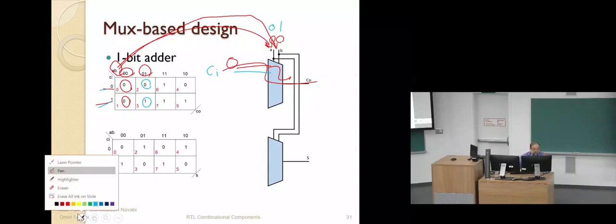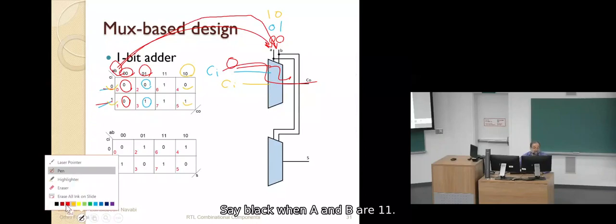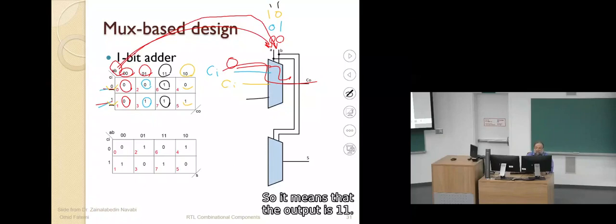When A and B are 1, 0, this line is selected. When A and B are 1, 0, the output is 0 when CI is 0, and the output is 1 when CI is 1. So again, it is the same as CI. So I put CI here. Now, when 1, 1, another color, let's say black. When A and B are 1, 1, we select this line. This line goes to the output. So when it is 1, 1, the output is 1 when CI is 0, and the output is 1 when CI is 1. So the output is 1. Now we have built CO.